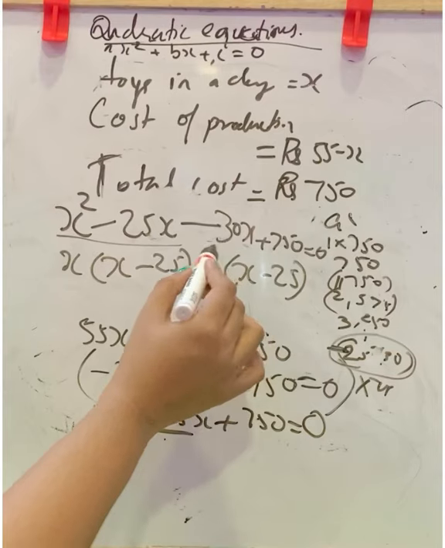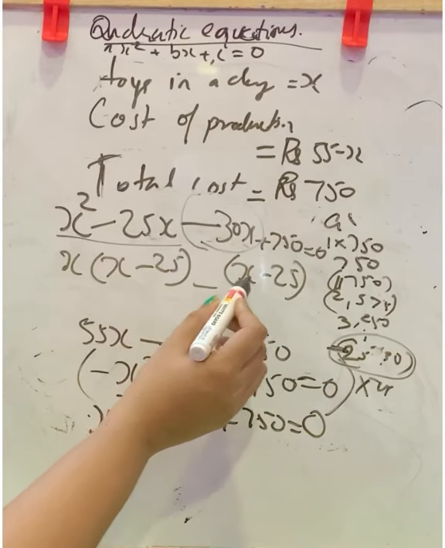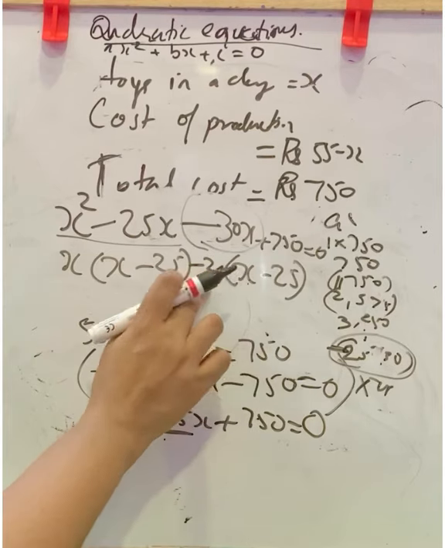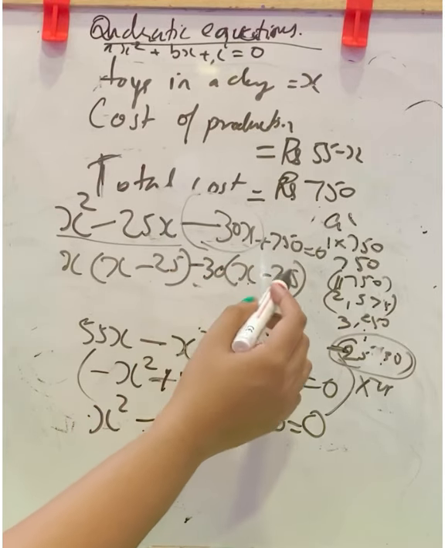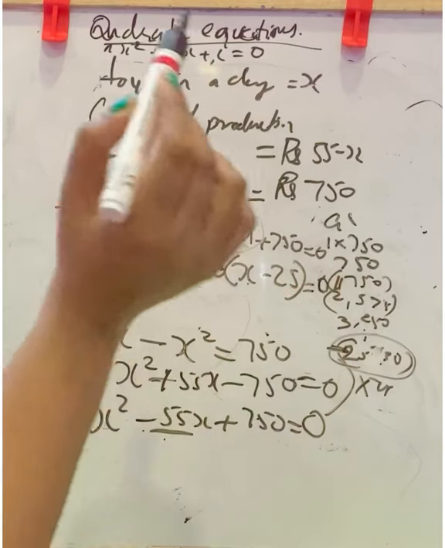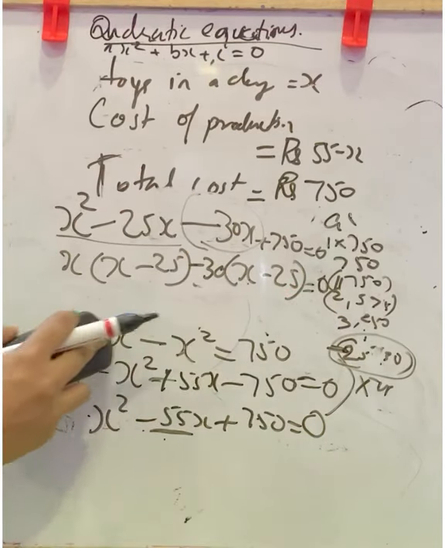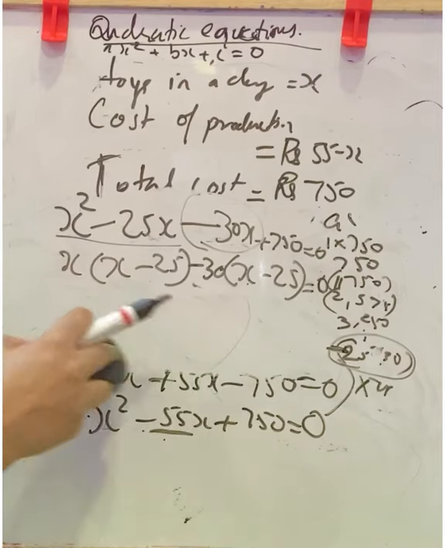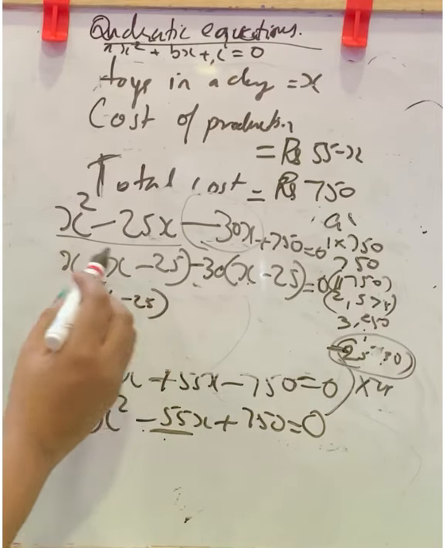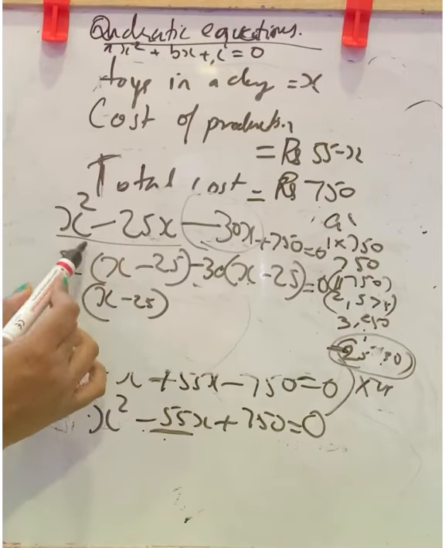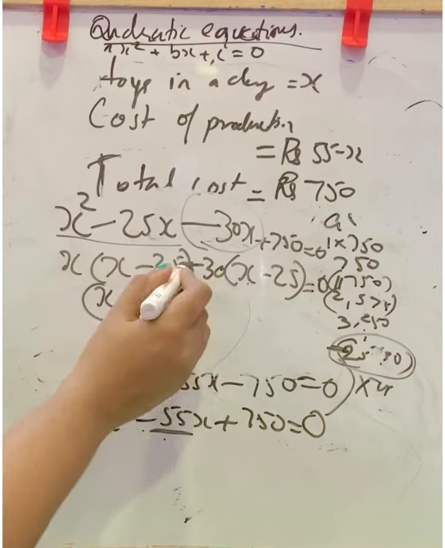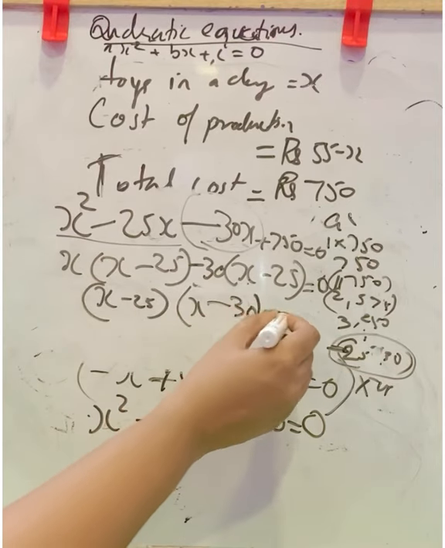Then dash into x, you need this term. Dash into x is minus 30x. That is minus 30 into x is minus 30x. Minus 30 into minus 25 plus 750 equal to 0. Now here we have the x minus 25 bracket as common. Take it outside. If this is taken, the balance will be this x. If x minus 25 is taken, minus 30 equal to 0.